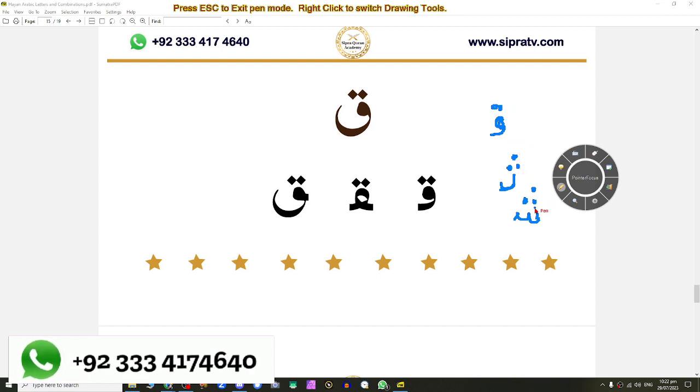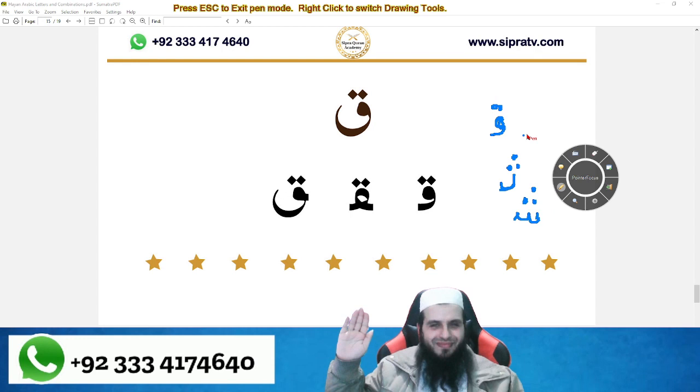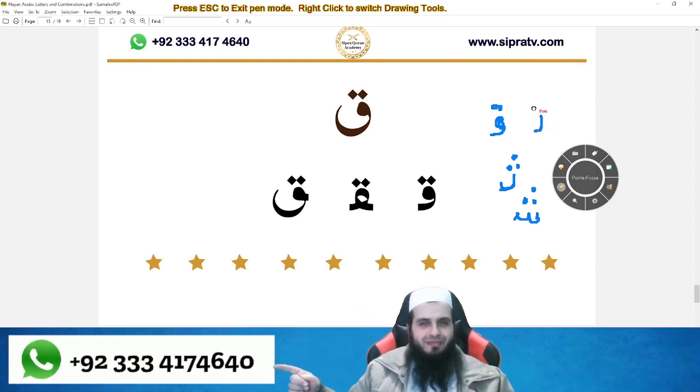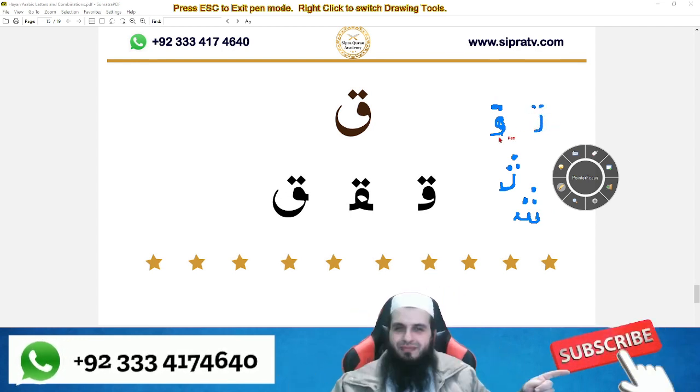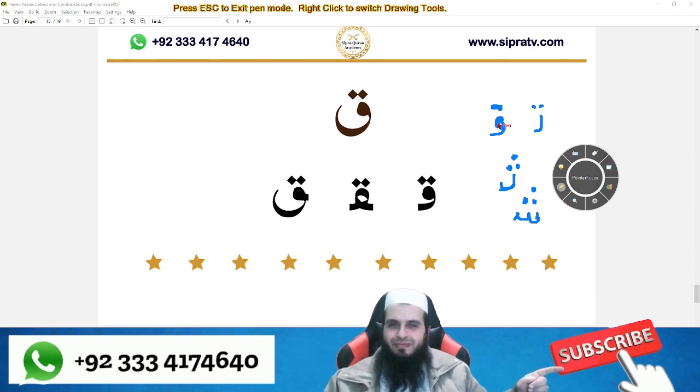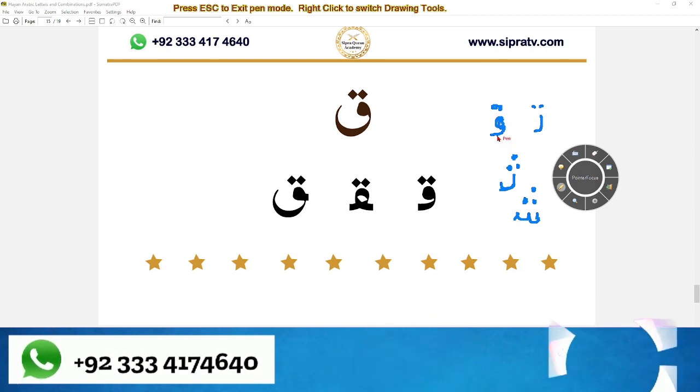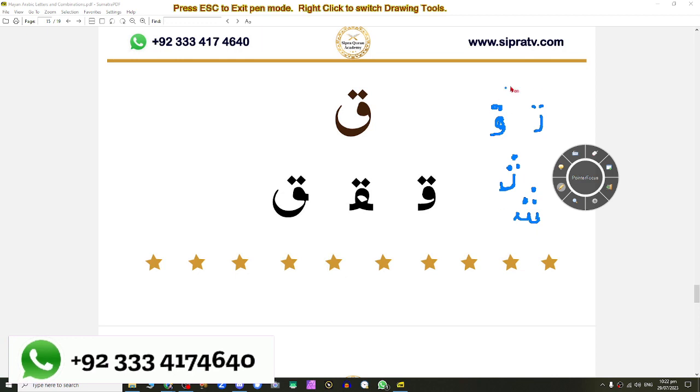Here also, here also. However, the shape is different. Two dots are here also, and here also. But the overall shape is different. That's why this is Ta and this is Qaf. This is Sa and this is Sheen. This you have to keep in mind in order to determine correctly which letter is that.